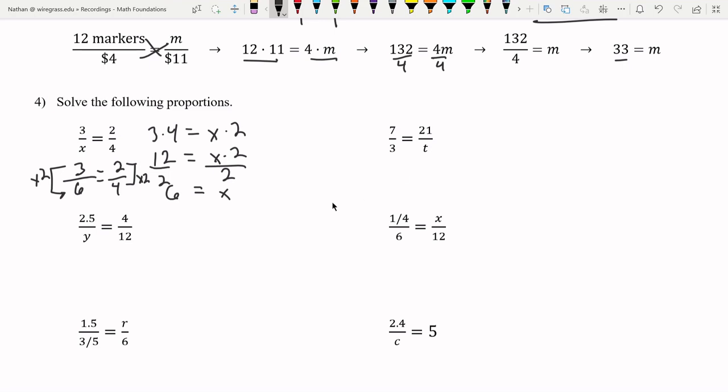I mean, it's just going to be 1.5. So 2 times 1.5 is 3, and 4 times 1.5 is 6. You can also do that method instead of solving with cross multiplication. But the cross multiplication will always work.